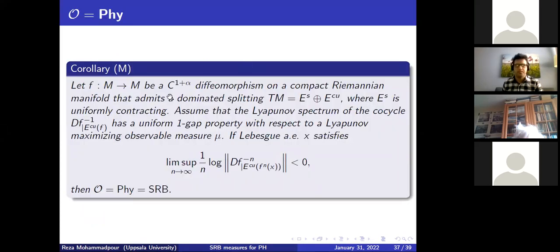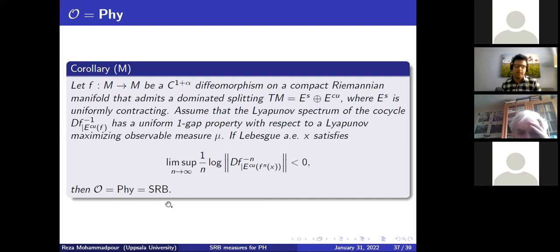Now we have another corollary. Let f be a C1 diffeomorphism on a compact Riemannian manifold that admits a dominating splitting, where E^S is uniformly contracted, again E^CU and E^S. Assume that the Lyapunov spectrum of the cocycle has a uniform one-gap property with respect to the Lyapunov maximizing measure mu. If we have a negative Lyapunov exponent for the inverse of the map in direction E^CU, then we have this result: the set of observable measures equals the set of physical measures and equals the set of SRB measures for this system.